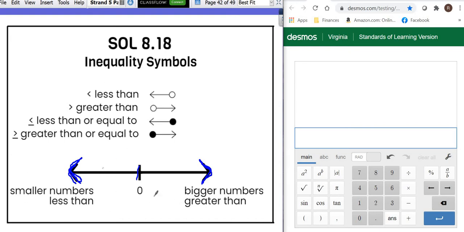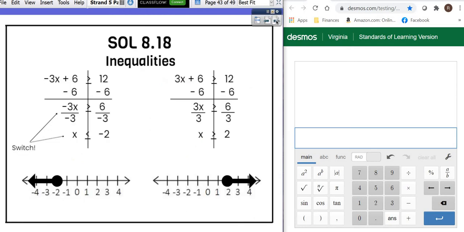This is how I learned to remember it, and this is what finally got it to stick in my brain. Now, when you have an open circle, that means less than whatever that open circle's around, or greater than whatever that open circle's around. But if your circle is filled in, that means that it includes that number. So this means less than or equal to, or greater than or equal to, whatever number that's on. So make sure you know the difference between open and closed circles.